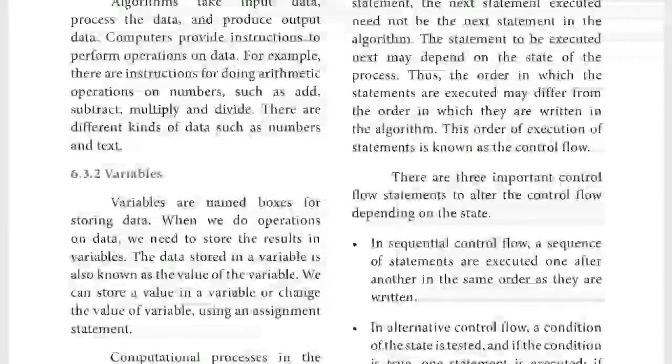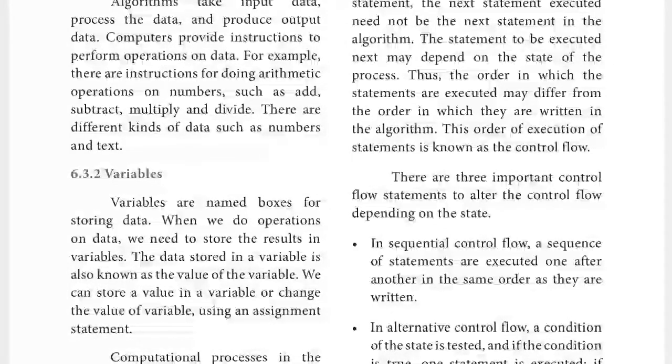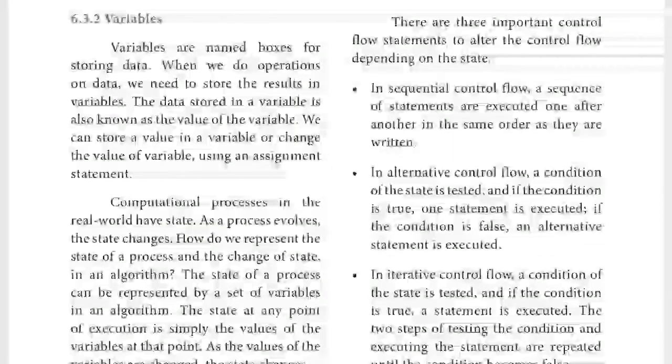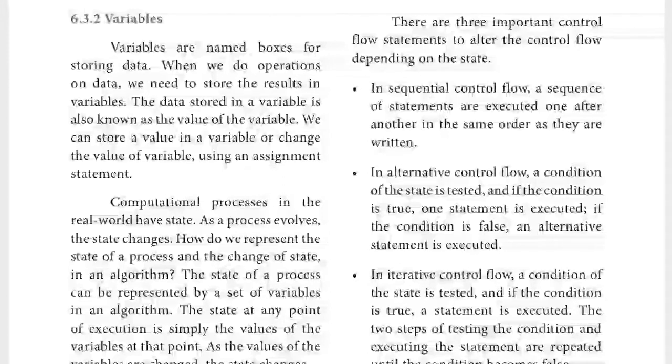A variable is a named box which stores values. So you can see that the data is stored in the variable. It is also known as the value of the variable. It's an important 2 mark question: what is a variable? A variable is a named box for storing data. Your variable name can be any text or numbers, anything like that.